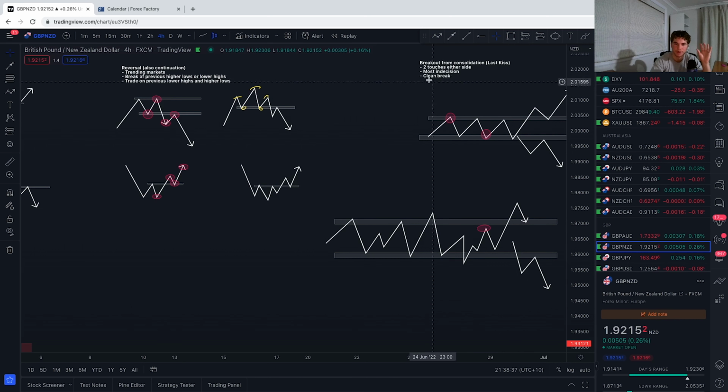And this is why I say to wait for a clean break, because often these areas are not that clear. Waiting for a bigger break doesn't mean price is going to break through here. It just means it's clearly broken above and created that new high.